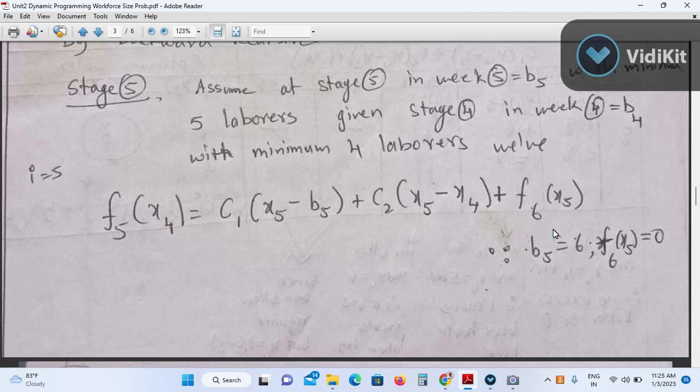And naturally, I already told that if you are going to the end stage, that is f_n+1 of x_n, is nothing but 0, right? So this is at the initial stage, you are not having any workers. That is the meaning. So we have to assume like that. Therefore, this part becomes 0. Now substitute the remaining values. So B5, that is at the 5th week, the minimum laborers is 6. It is given, and the remaining things we can put in the table.